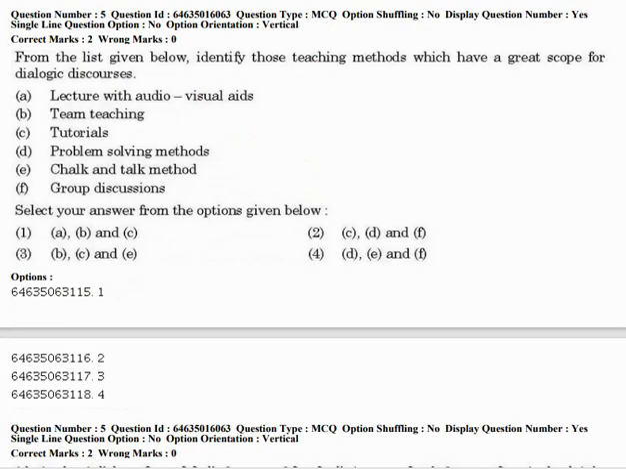From the list given below, identify those teaching methods which have a great scope. Dialogic discourses. Lecture with audio-visual aids. Incorrect. Team teaching. No. Tutorial. Yes. Problem-solving method. Yes. Chalk and talk method. No. Group discussion. Yes. The correct answer is 2.